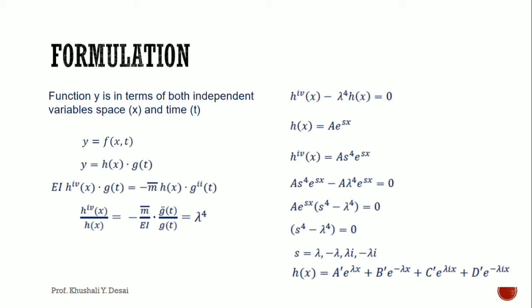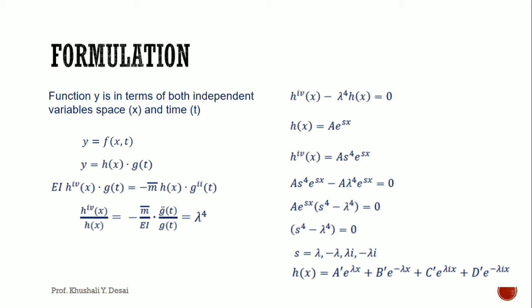Let's assume the solution being A e raised to sx. So the fourth order will be given as A s raised to 4 e raised to sx. Substituting these two values in the primary equation, the solution obtained for s is lambda, minus lambda, lambda i and minus lambda i. So the final solution of h of x is equal to a dash e raised to lambda x plus b dash e raised to minus lambda x plus c dash e raised to i lambda x plus d dash e raised to minus i lambda x.